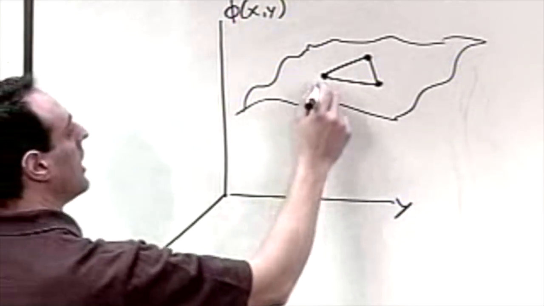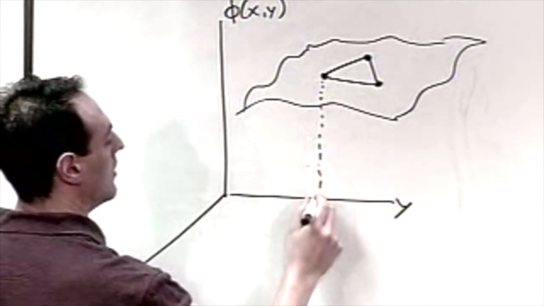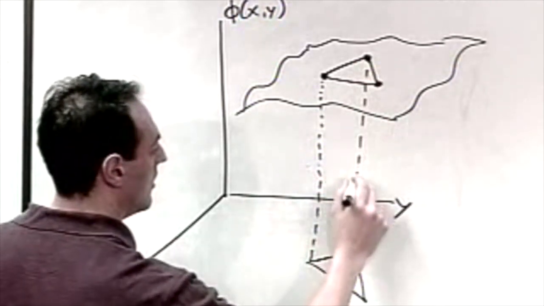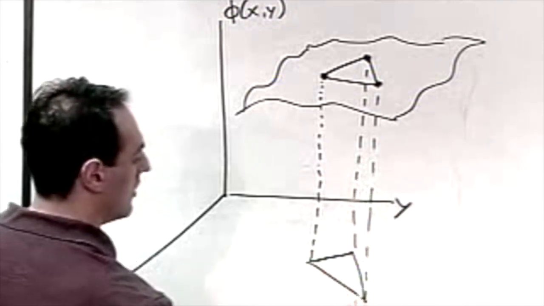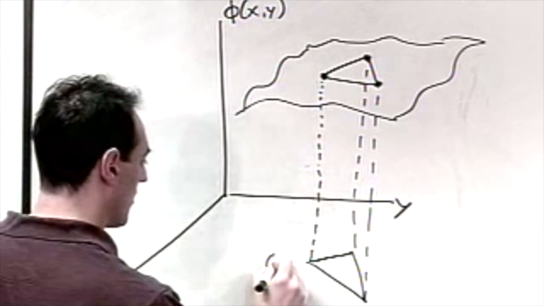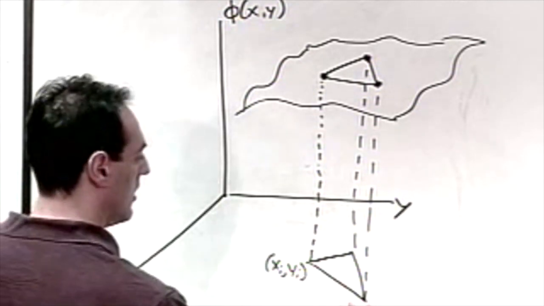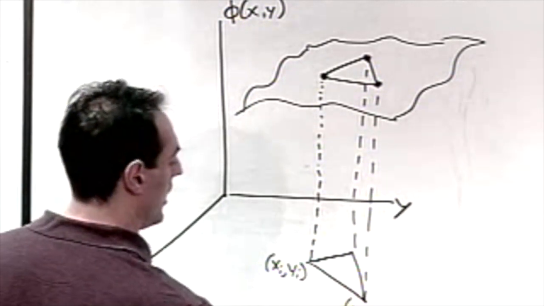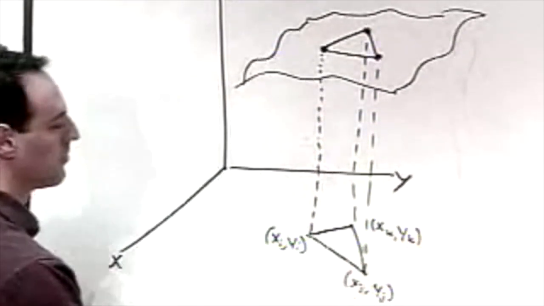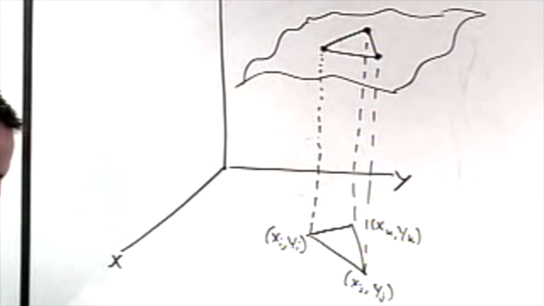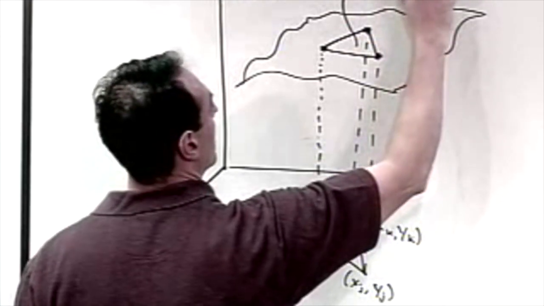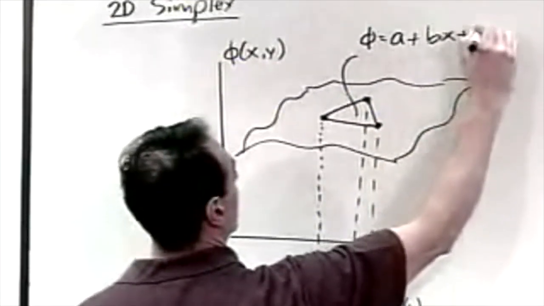Okay? Which, if we project down, there's some triangle in the xy plane. So we can have our different pairs of points, xi, yi, xj, yj, and xk, yk. For each one of these points, there's a surface up here. And this surface we're going to approximate with a plus bx plus cy.